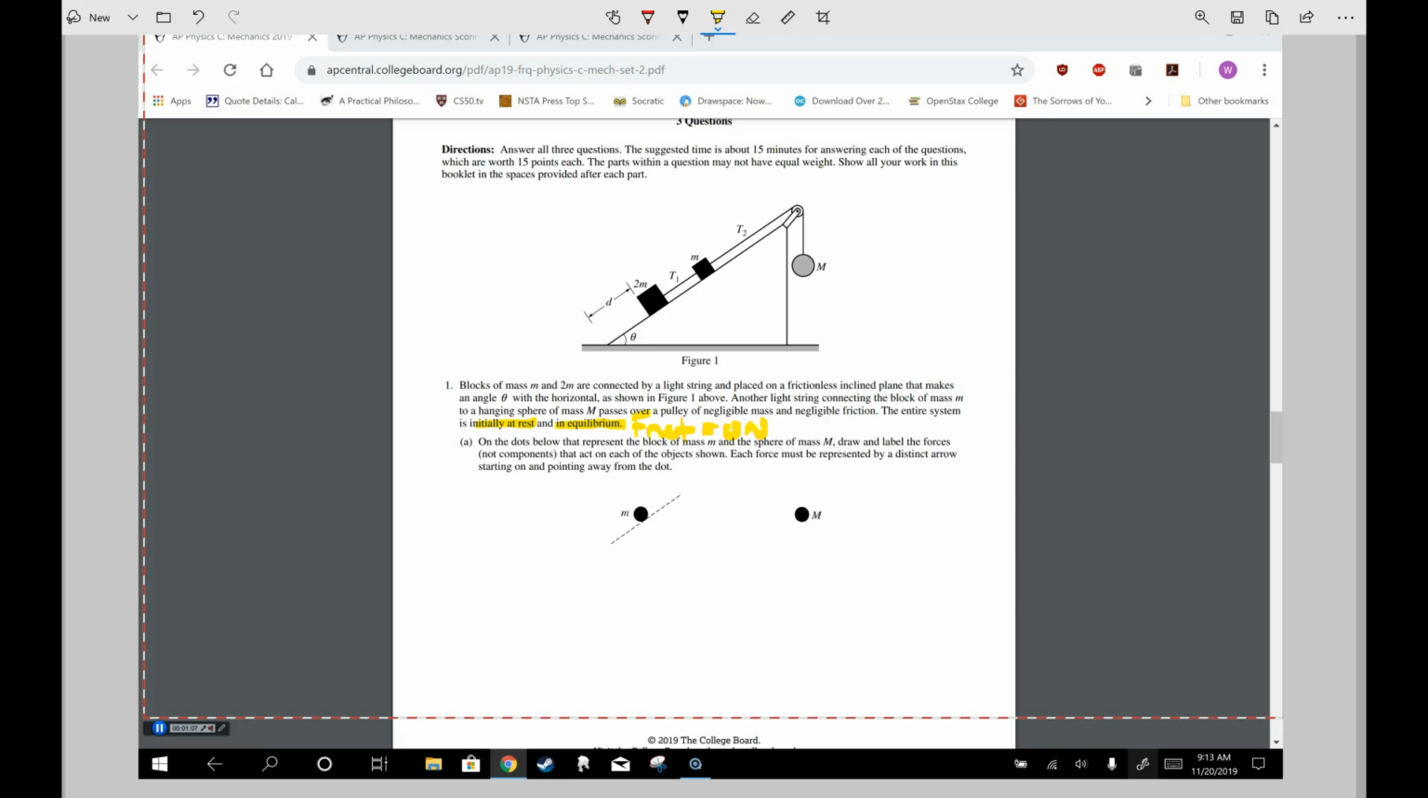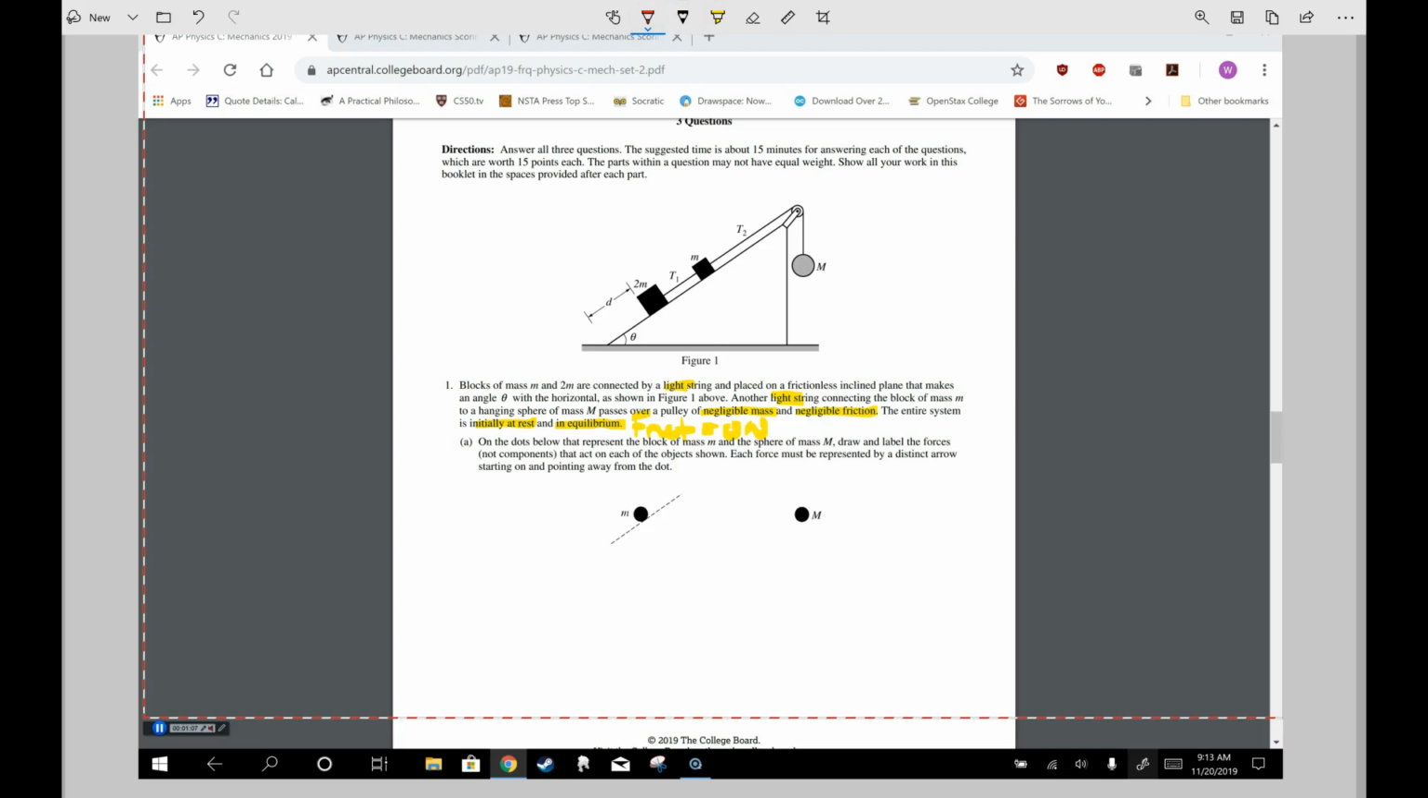We're then told that all of these things, light string means that we don't worry about the mass, light string, pulley with negligible mass and negligible friction. So none of this is involving rotation. This is all about just Newton's laws.